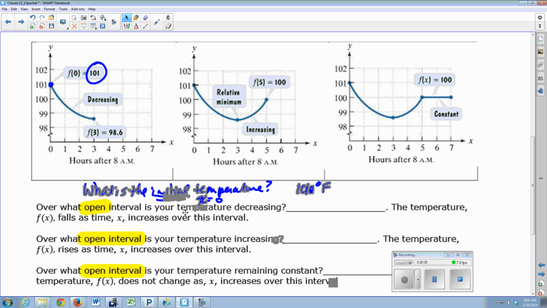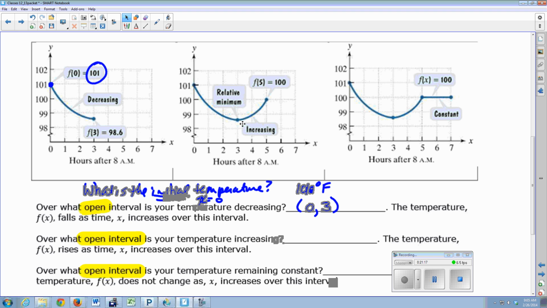So over what open interval is your temperature decreasing? Remember, it's always defined based on your independent variable, what's sitting along your x-axis. So the open interval here would start at 0, which represents 8 a.m., and it would end at 3, which represents 11 a.m. So it's not the coordinates of a point, it's an interval over x. So the temperature f of x falls as x increases over this interval. So as x gets bigger and bigger, my temperatures are decreasing. So we say that the value of this function is decreasing over this interval.